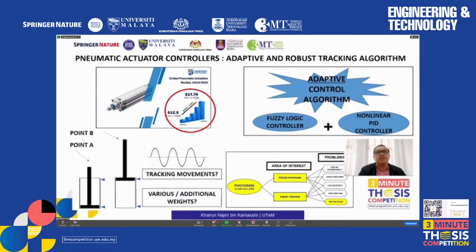Where can we move on from this contribution? Well, we can adapt the algorithm to other types of pneumatic actuators. We have the rotary actuators, air vents, air motors, air muscles, and so on. Not limited to pneumatics, you can apply it to hydraulics, mechanical actuators, other electrical actuators, chemical actuators. The application of this algorithm is unlimited.